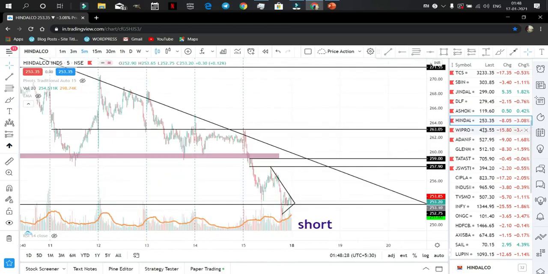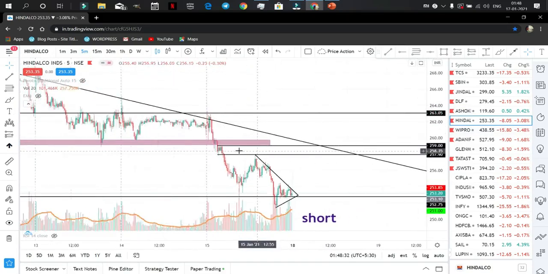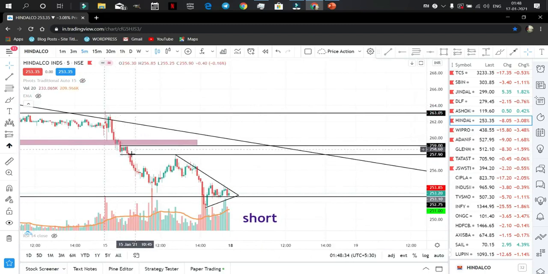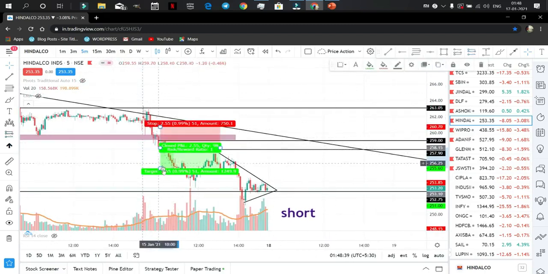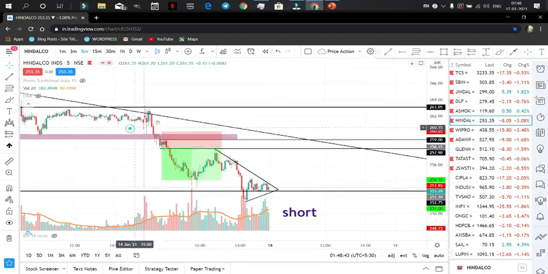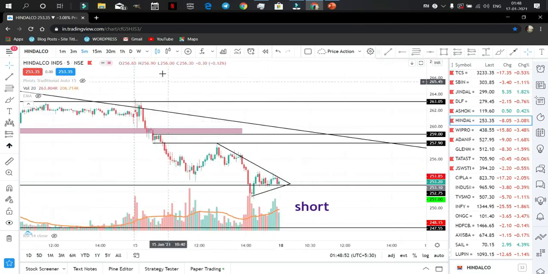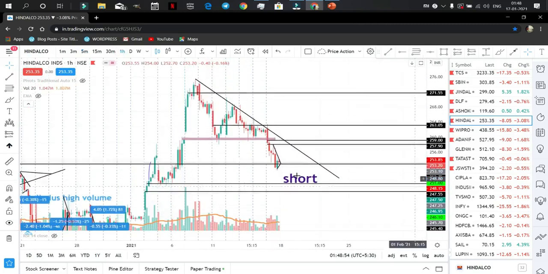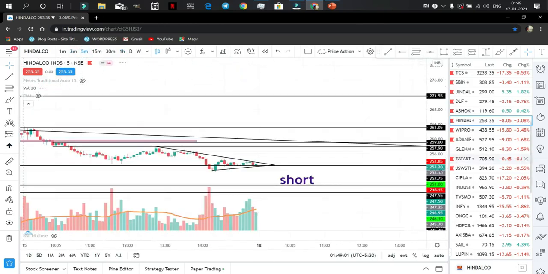The next stock is Hindalco. Now I had taken a trade in Hindalco on Friday, and luckily that trade was profitable. There was a breakdown in this stock, so I had taken a trade right around here. I'd booked my profit at this point, and this was my stop loss. It was about 2.5 risk reward ratio, and on the hourly time frame, the stock has been going down significantly, and I'll be interested in taking a short trade in Hindalco.